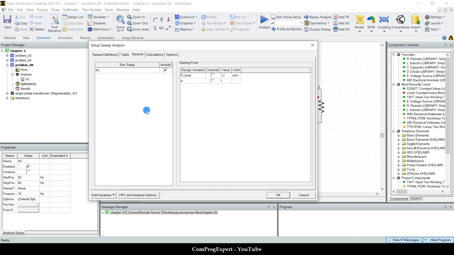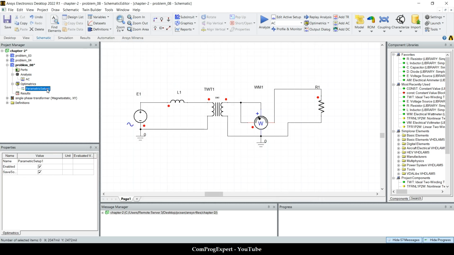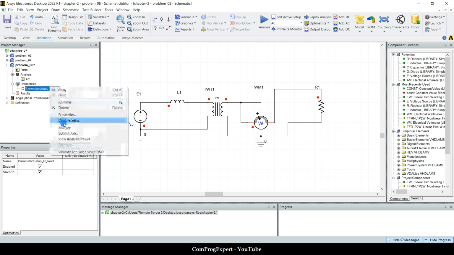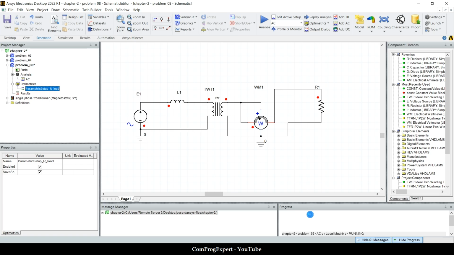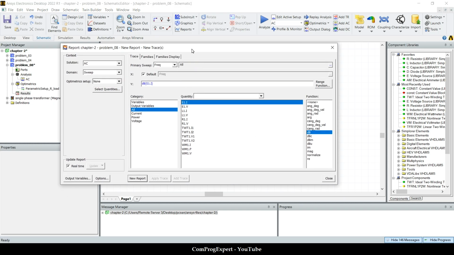And here is the analysis setup used by this parametric sweep. So we can overwrite these values for a starting point. We don't need to check this. And here we save solutions to the database to be able to generate the plot. This is the parametric setup. Let's change its name to R load. We are going to change the value of the R load. So if I analyze this parametric setup, here we have 20 simulations. Simulation is done.